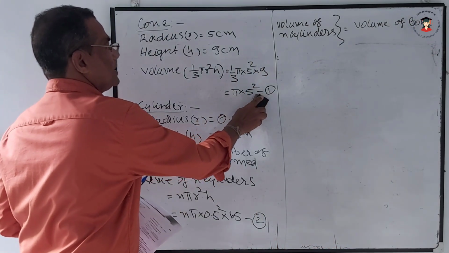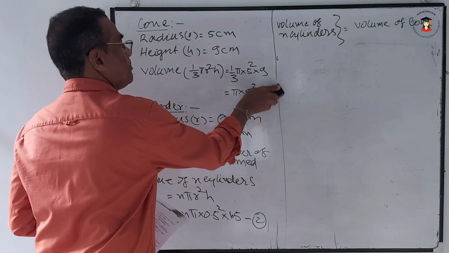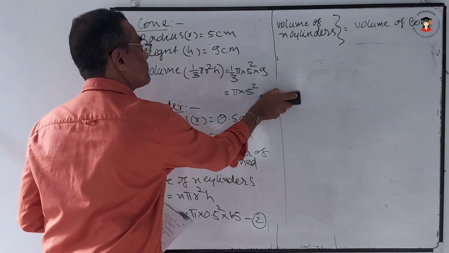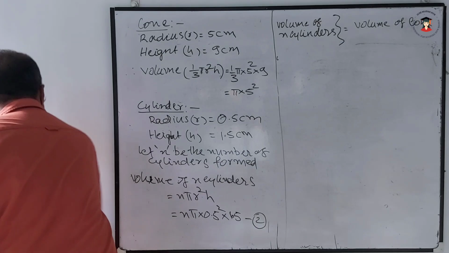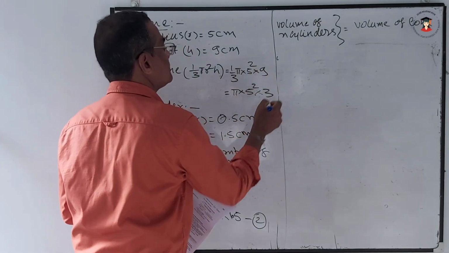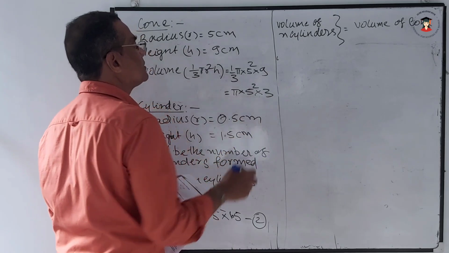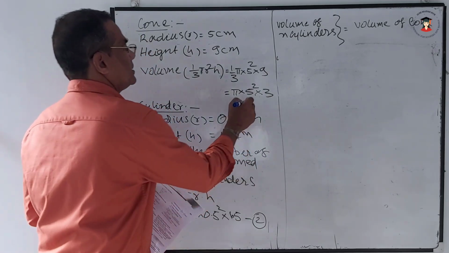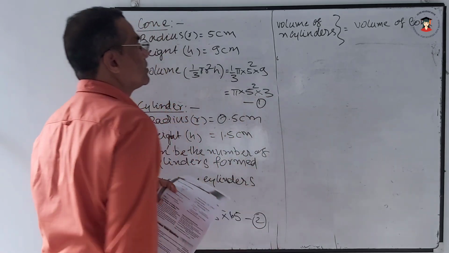Here it is not pi into 5 square, but there is a 3 also here, into 3. Pi into 5 square into 3. This is equation number 1.